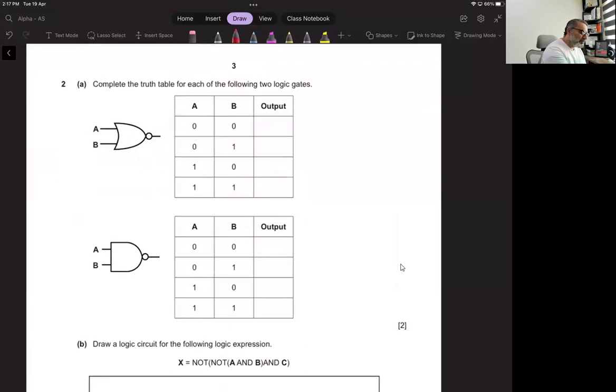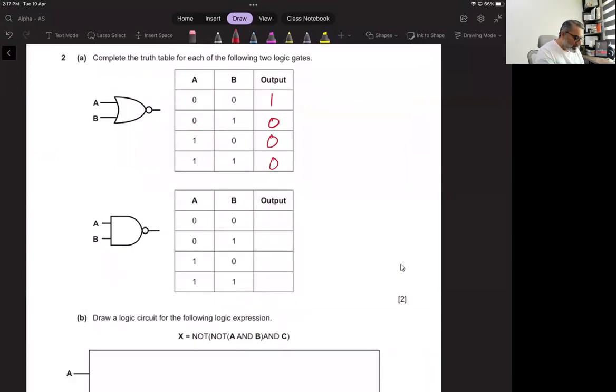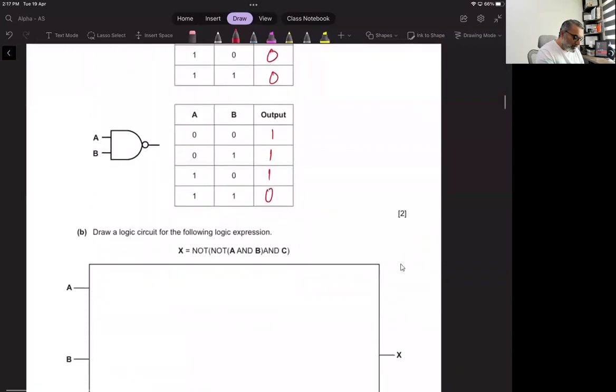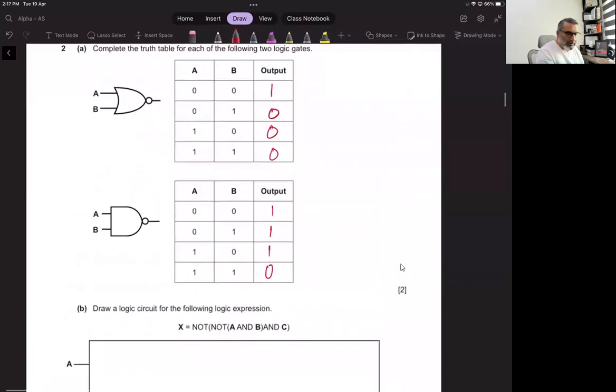Now, 2. Complete the truth table for each of the following 2 logic gates. So this is NOR. So this will be 1, 0, 0, 0, exactly opposite of the OR. And this is NAND, which will be 1, 1, 1, and 0. I hope that I don't have to actually tell you how.